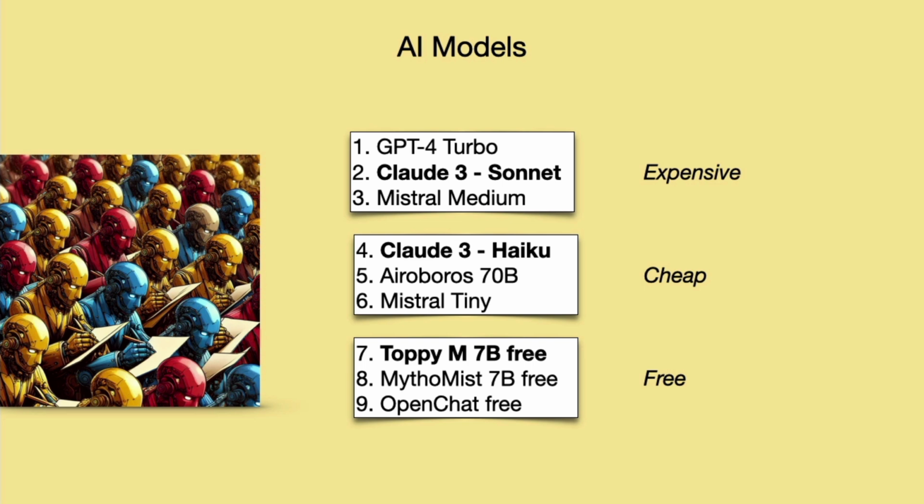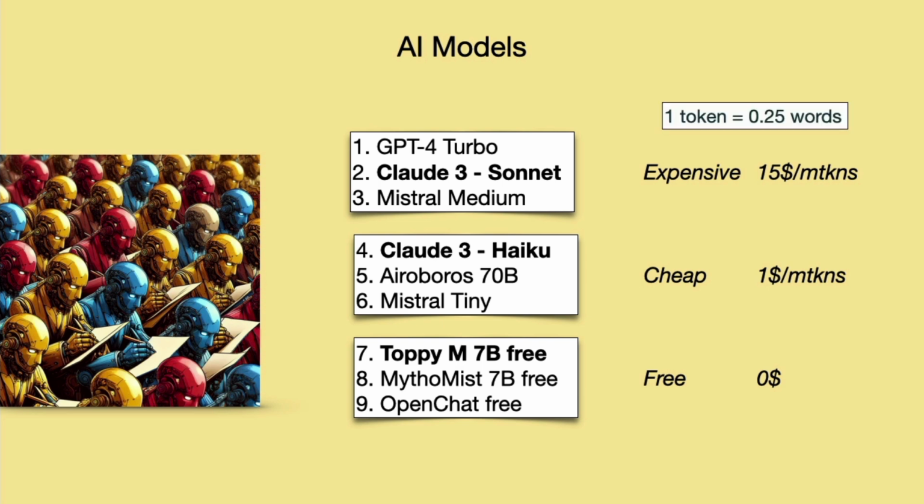The cost for using models is expressed in dollars per million tokens. Claude 3 Sonnet costs about $15 per million tokens, while Claude 3 Haiku costs about $1 per million tokens. Now it is important to remember that what is considered a token varies wildly from model to model. As a rule of thumb, 1 token is a quarter of a word. So 1 million tokens corresponds to 250,000 words.